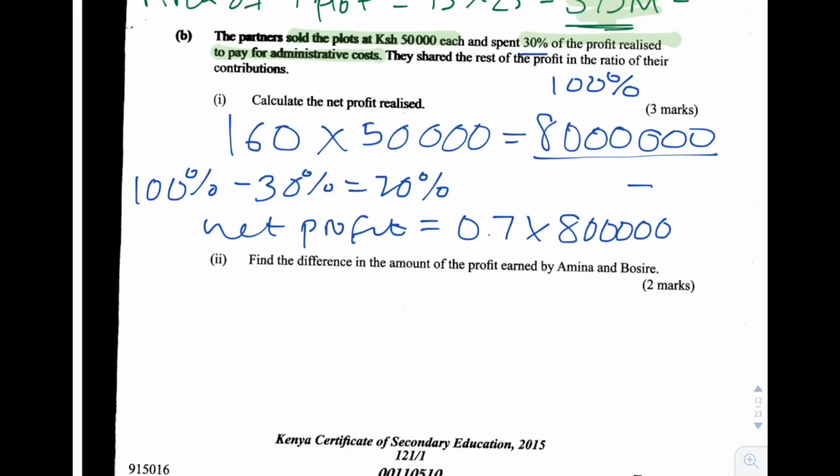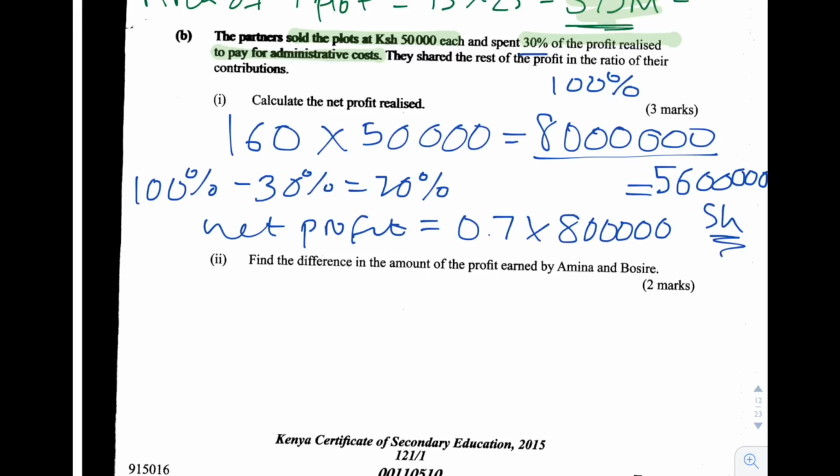And that is equal to 8 million times 0.7. We can put that into our calculator, and we get 5.6 million, or 5,600,000 shillings. Always remember your units when you're answering a question like this.